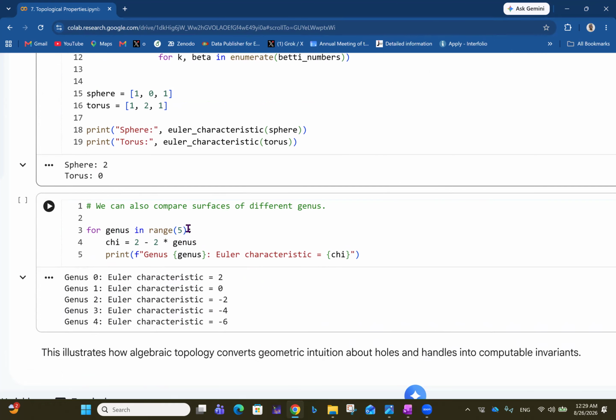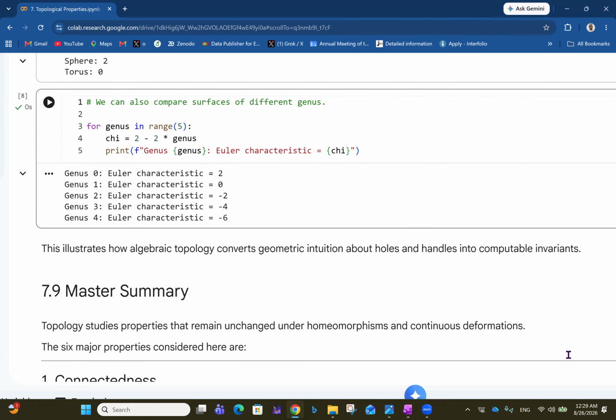Then we can also compare surfaces of different genus, for genus in range 5. So chi is 2 minus 2 times genus. If we print the genus values, starting from 0 to 4, and run this, for genus 0, Euler characteristic is 2. For genus 1, Euler characteristic is 0. So you have 2, 0, minus 2, minus 4, minus 6. This illustrates how algebraic topology converts geometric intuition about holes and handles into computable invariants.